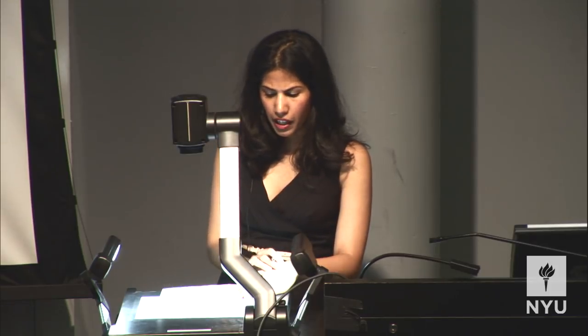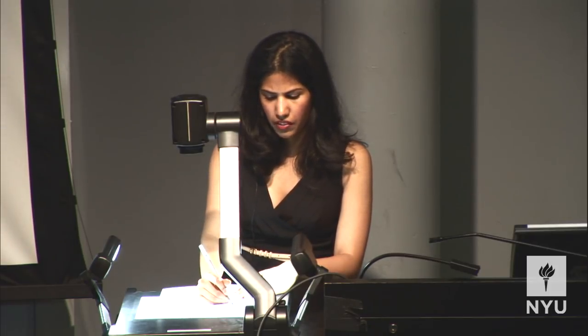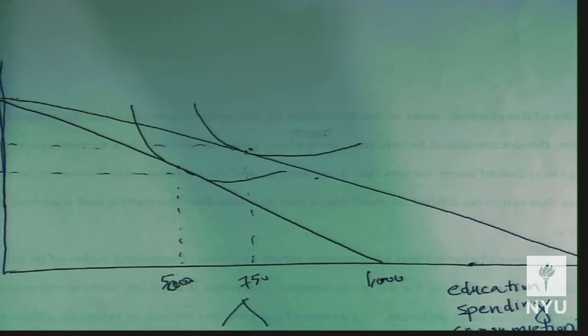So out of $1 million, sorry, this is not 750, this is 625. So out of $1 million, the local government is spending 375 on education. It has how much of its $1 million left over? 625, and it's going to spend that on other goods.